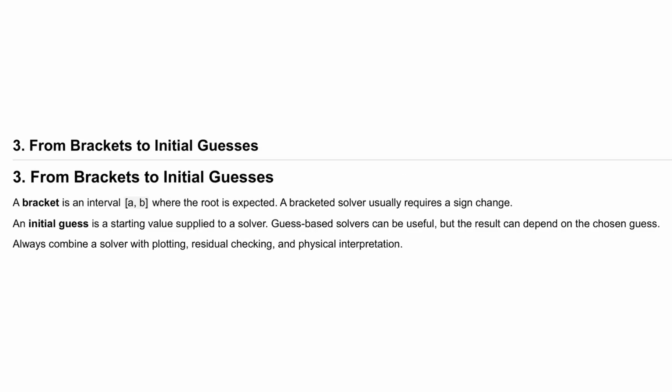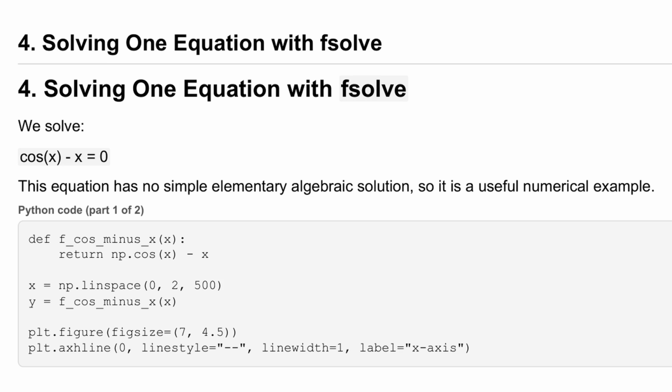It is important to understand the difference between a bracket, which is an interval where the root is trapped, and an initial guess, which is just a single starting point. While guess-based solvers are powerful and flexible, the specific root they find can depend heavily on the initial starting value you provide. Let us start with a classic example.